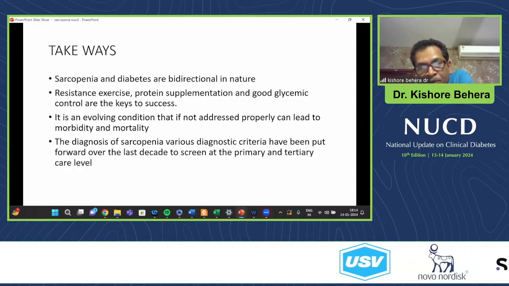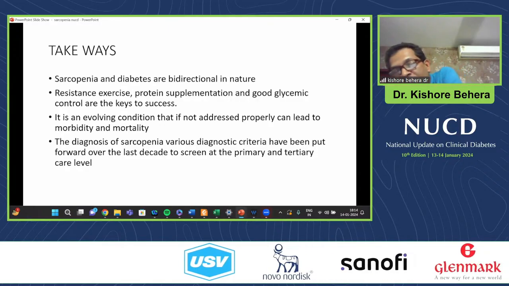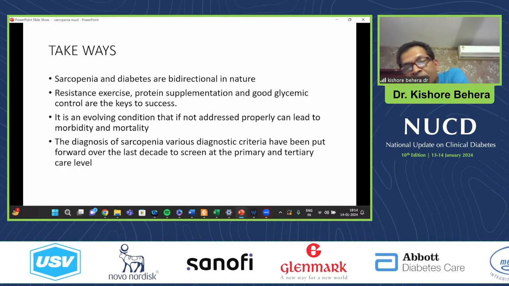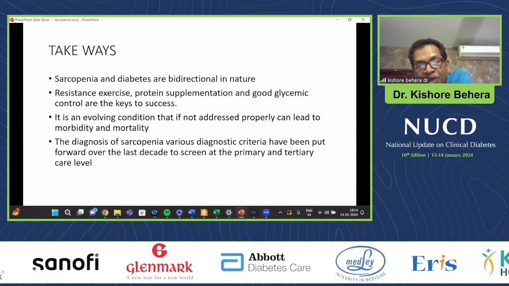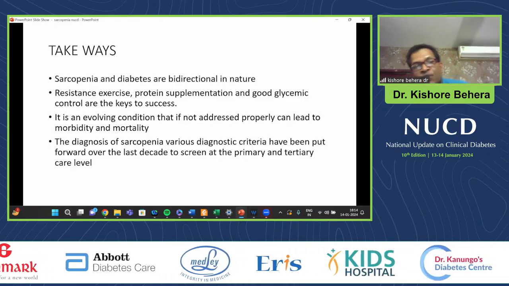We have normative data of our own, which has been developed in Chandigarh. SARC-F has done this. And there are adequate screening facilities to diagnose in the primary setting, and patients can be referred to the tertiary care level for adequate treatment.